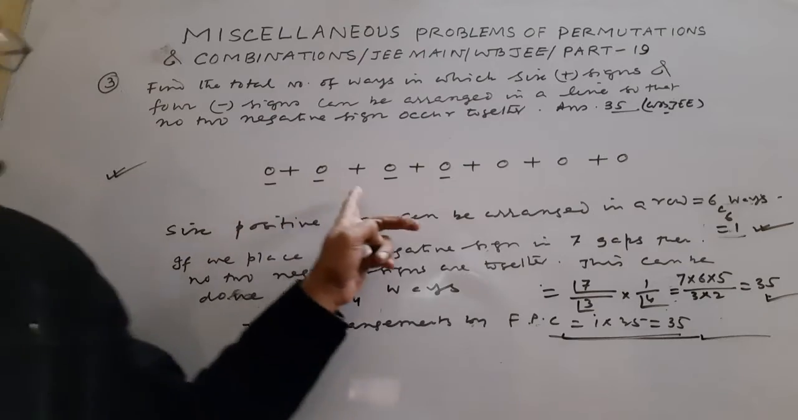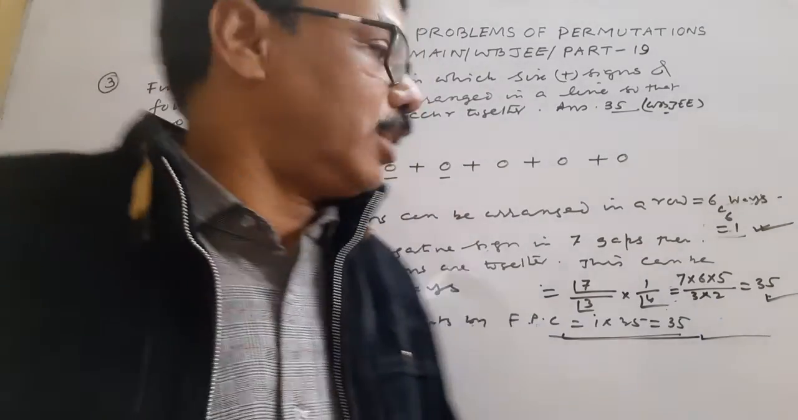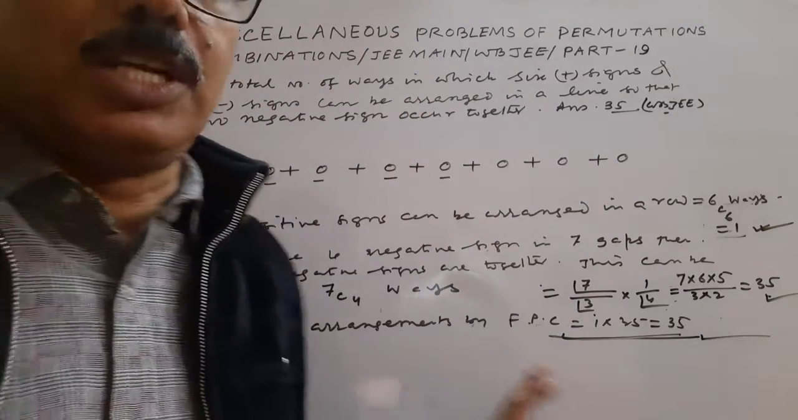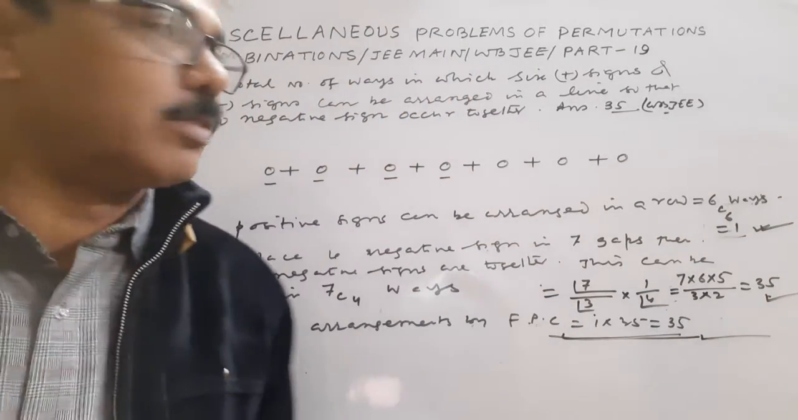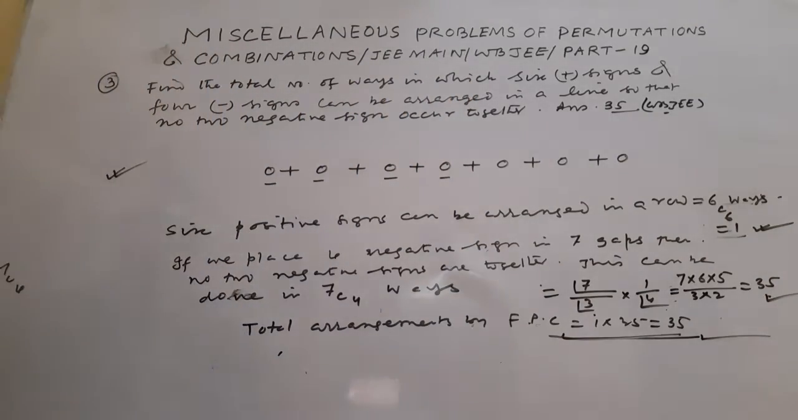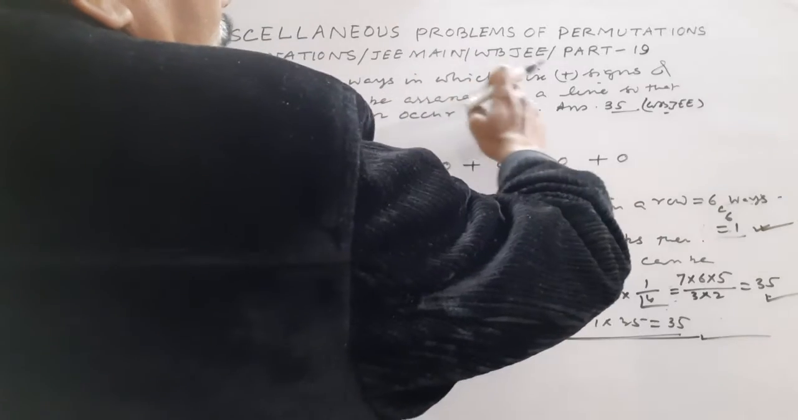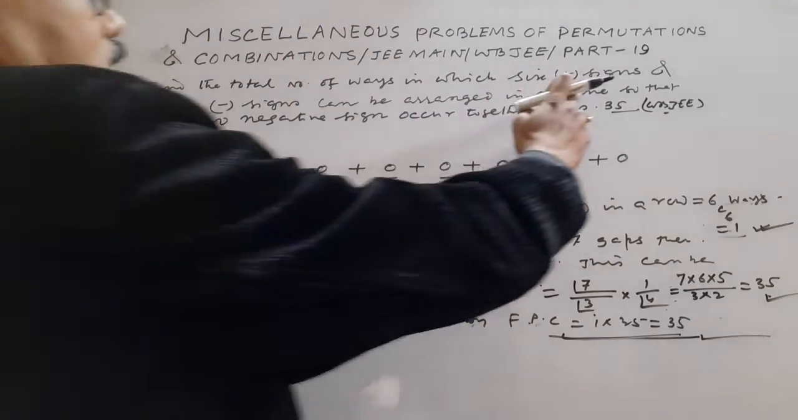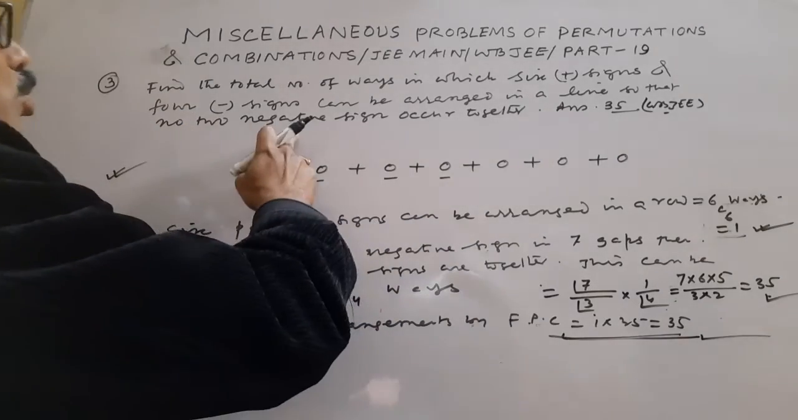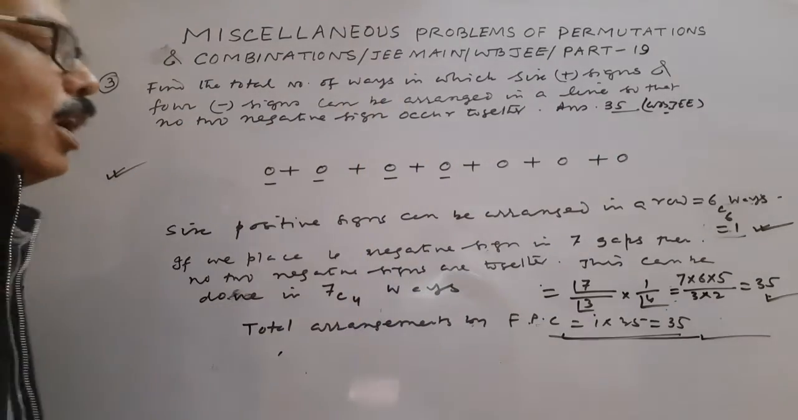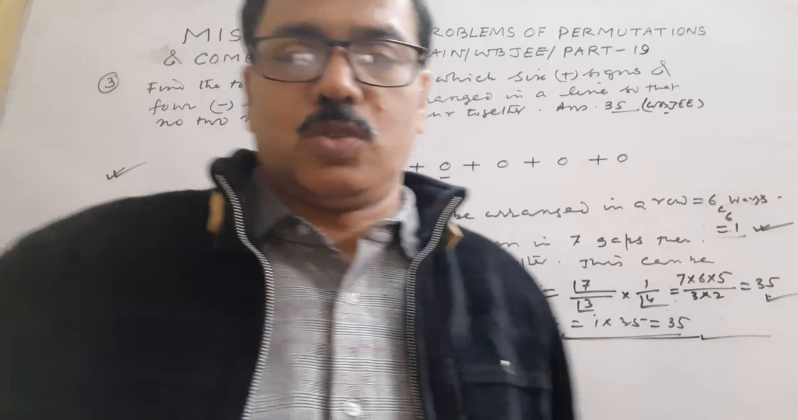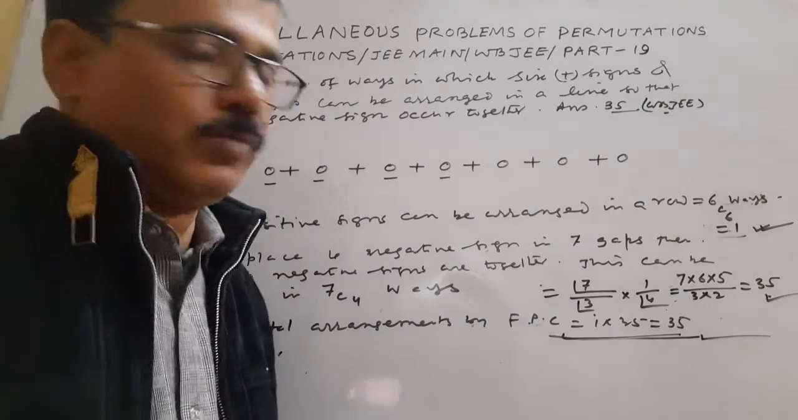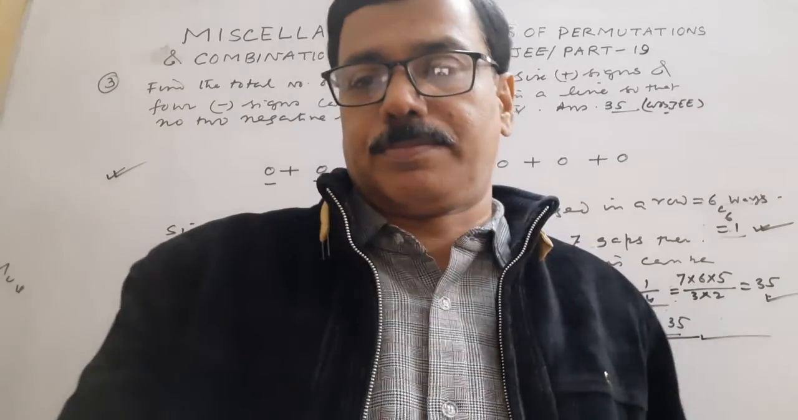So if they are alike, then you can solve it by using idea of combination. For example, find the total number of ways in which 6 identical red balls and 4 identical green balls can be arranged in a line so that no two green balls are together. So this type of problem. Very simple one.